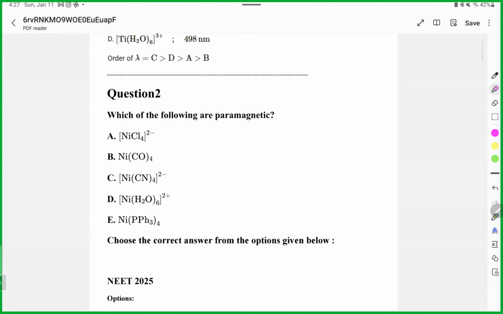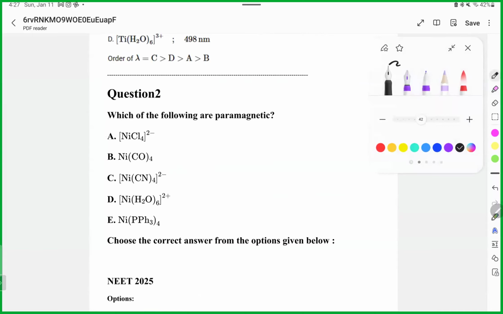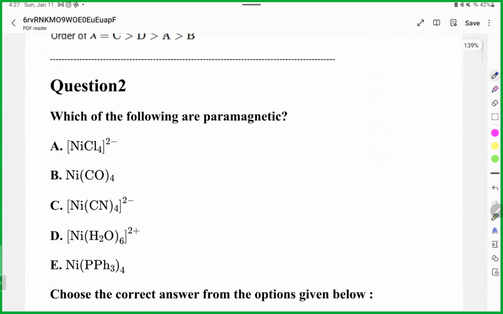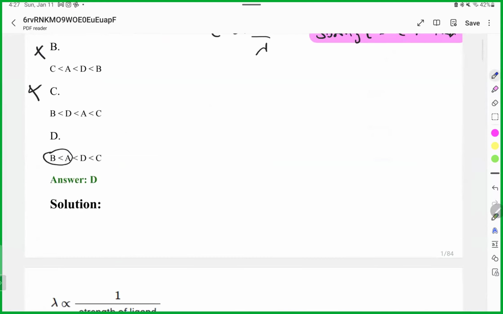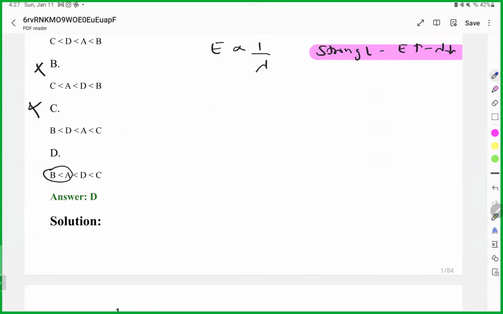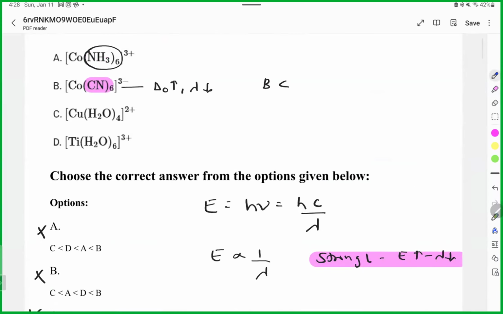If this is done, you can solve it. Which one is paramagnetic? Sir, how to differentiate between C and D in first question? Hmm. How to differentiate between C and D? Charge. If you have more charge, then it means energy will be more, correct? Wavelength will be less. So if you take sequence, minimum will be D, then A, and maximum will be C.